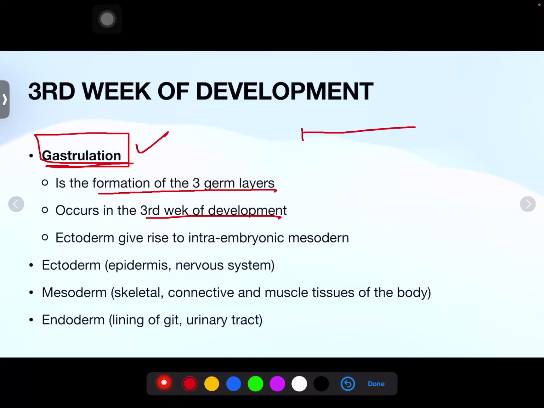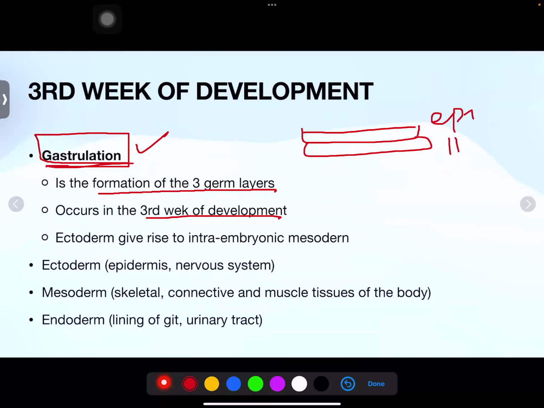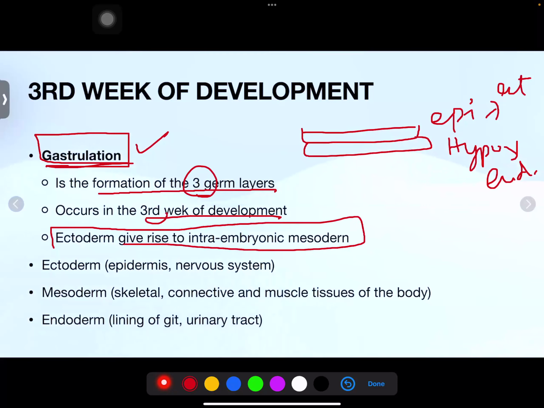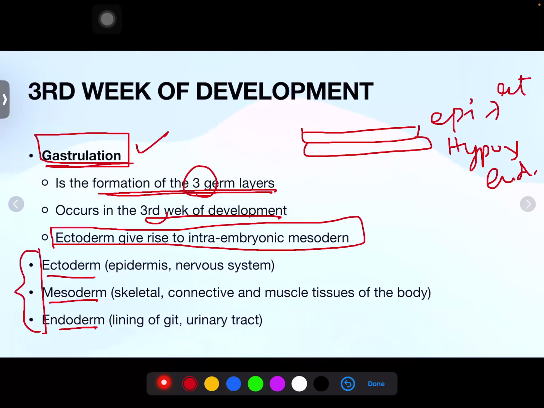We have discussed previously that we just have two layers. One was epiblast and the other was hypoblast. Okay, or you can say epiblast actually makes the ectoderm and hypoblast makes the endoderm. Now, where does the third layer come from? So basically, the epiblast gives rise to intra-embryonic mesoderm. Okay, so the mesoderm is formed from the epiblast. Now, these three layers are formed. The formation of three layers is called gastrulation.